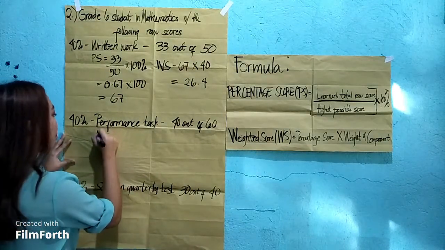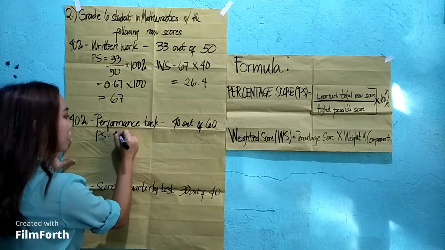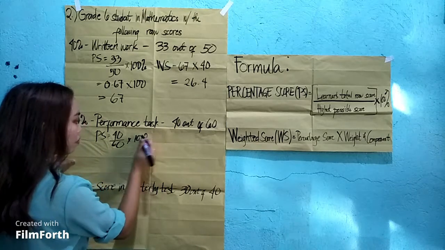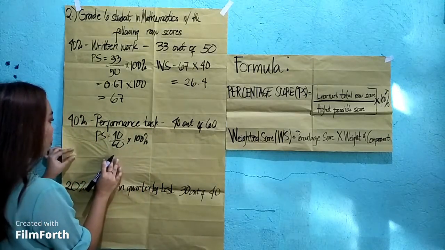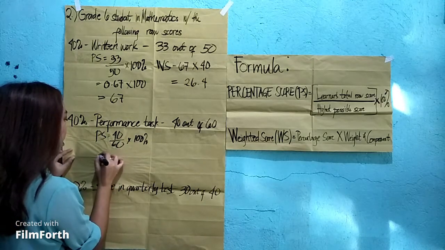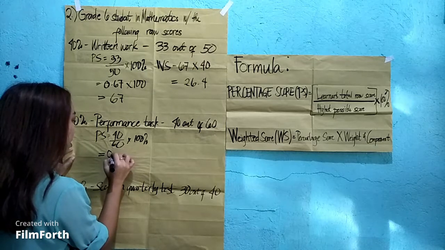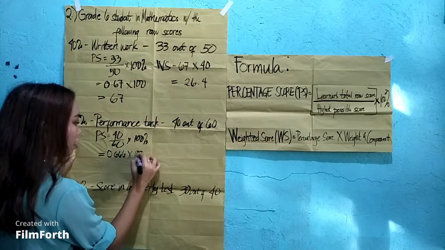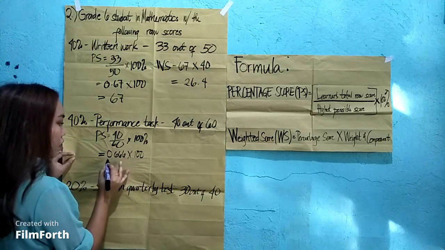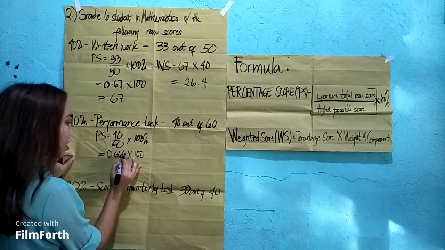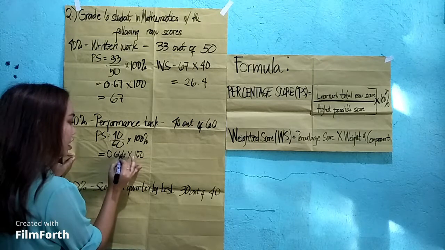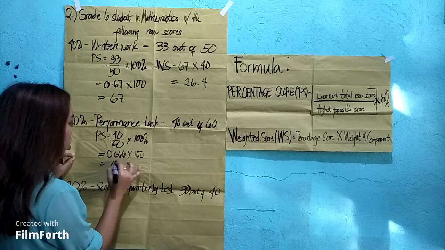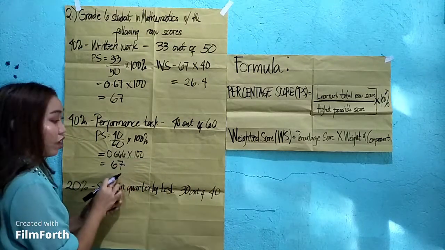PS: 40 over 60 times 100%. So 40 divided by 60 is 0.666, times 100. So 0.666 times 100 is equal to 67. I round it off.